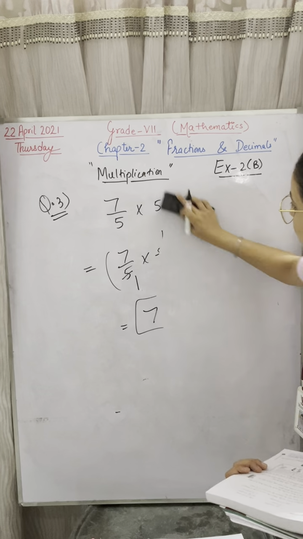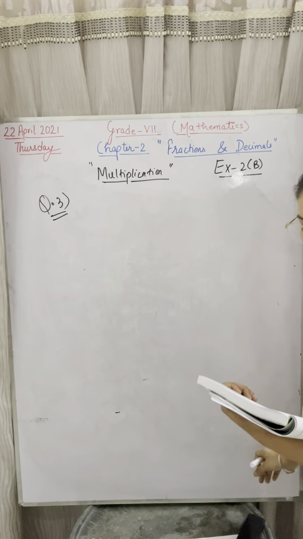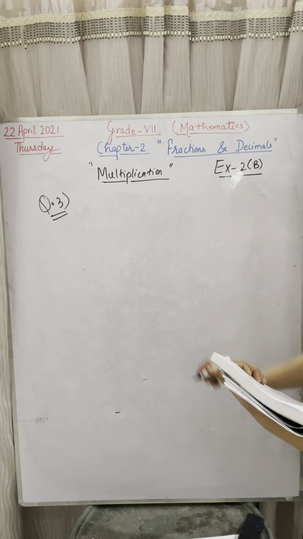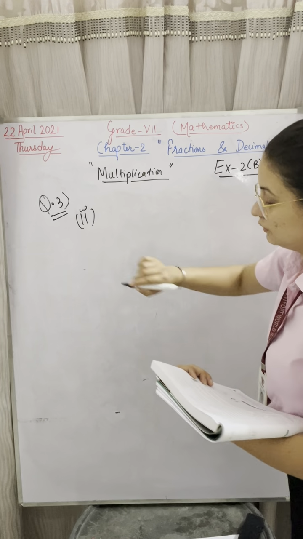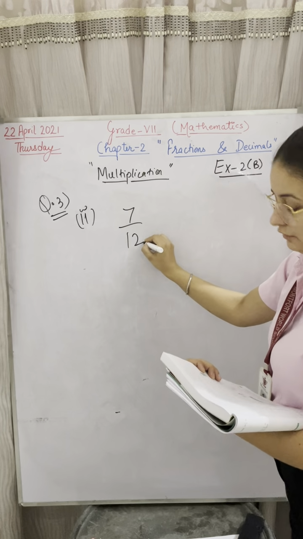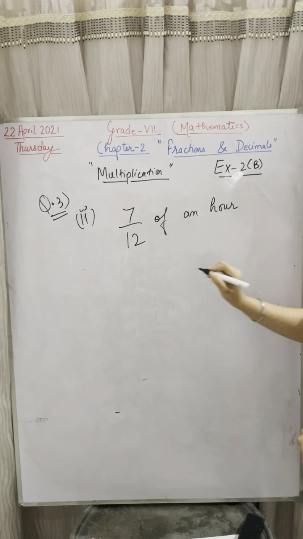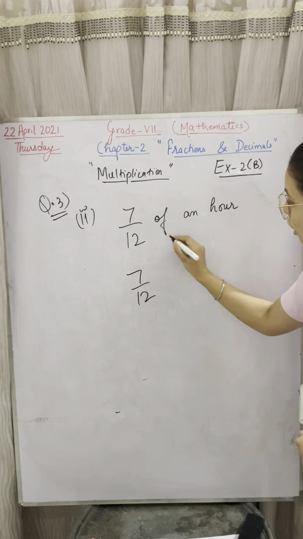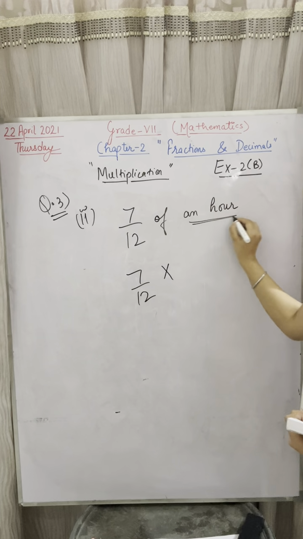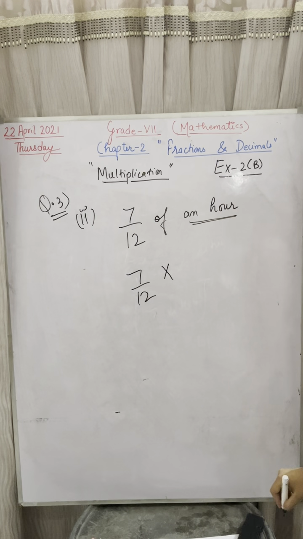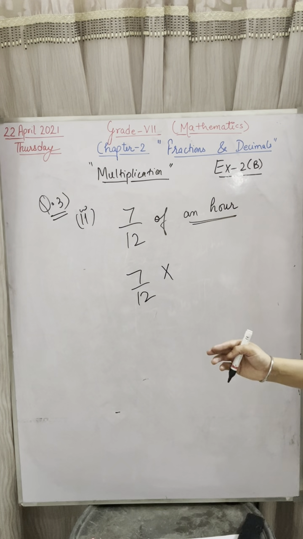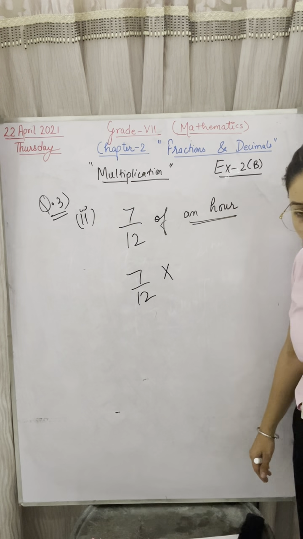Okay, now the next part. Suppose I am doing the second part first, then I will solve the other parts. 7 upon 12 of an hour. 7 upon 12 is given, of means multiply, and an hour is given. The value is not given. So can you convert the hour into minutes? Anyone can tell me how many minutes we have in an hour?